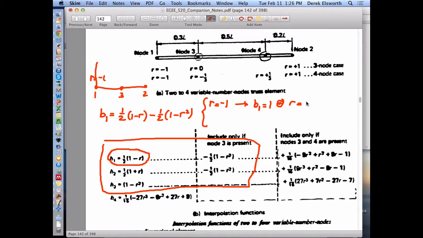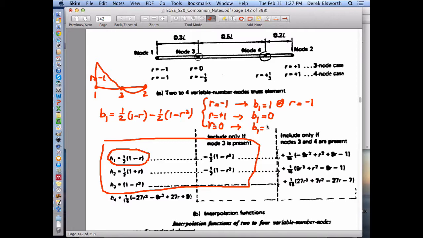At the central node, we want it to be 0. Let's not do that. Let's do the end node first. So at r is equal to plus 1, then you can do the calculation from this. So r is equal to 1. So 1 minus 1 is 0. 1 minus 1 squared is also 0. So this is equal to 0, as you'd expect. So it satisfies this. And likewise, at this point here, it should be the same. So at r equals 0, in this middle portion, it should be a half minus a half. So it is indeed equal to 0.